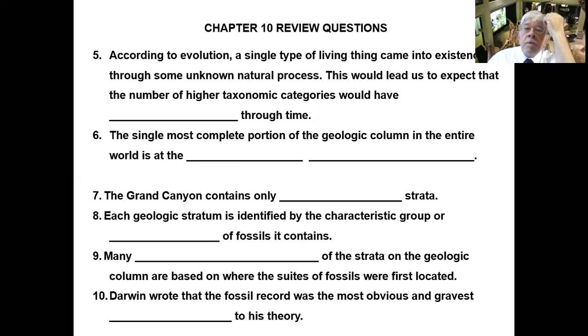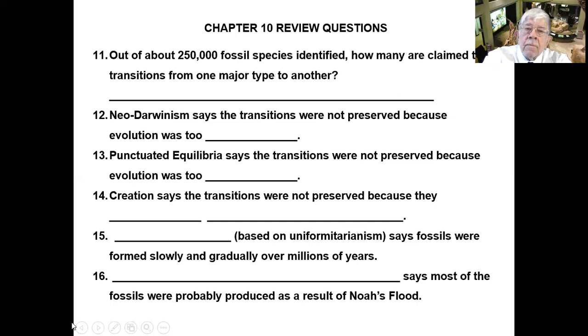Where is the single most complete portion of the geologic column known in the entire world? Next question kind of gives it away. The Grand Canyon contains how many distinct strata? Each geologic stratum is identified by a characteristic group of fossils known as a what? Many something or others of the strata on the geologic columns are based on where the suites were first located. Darwin wrote that the fossil record was the most obvious and gravest what to his theory.